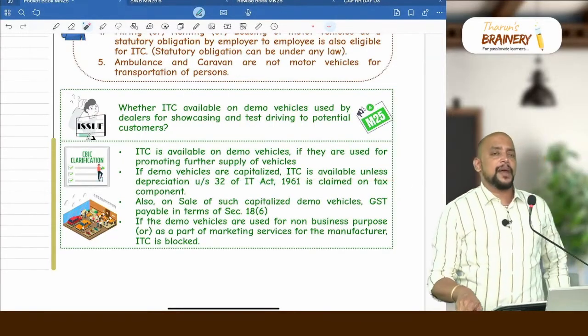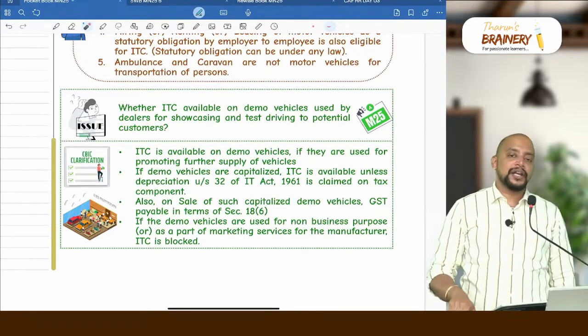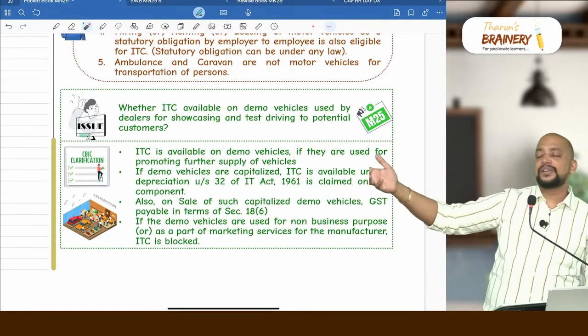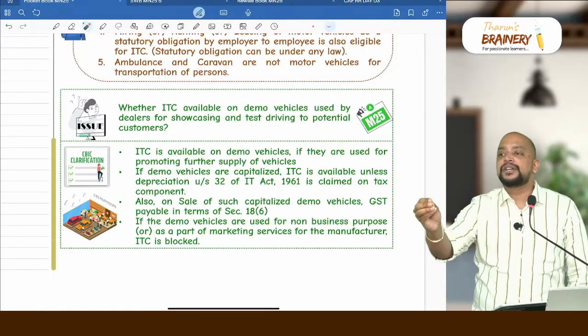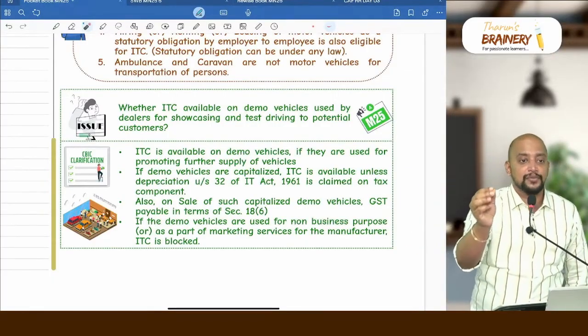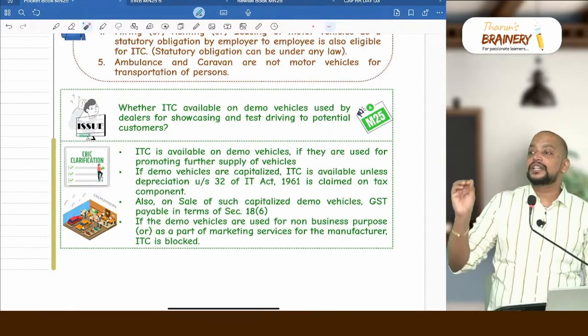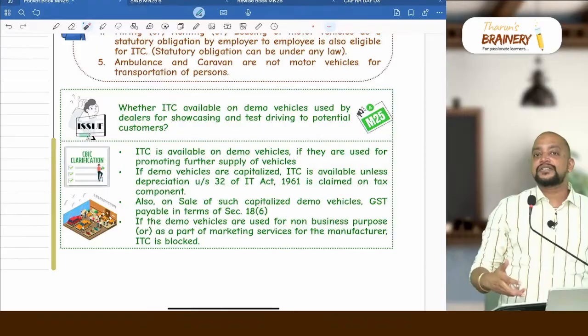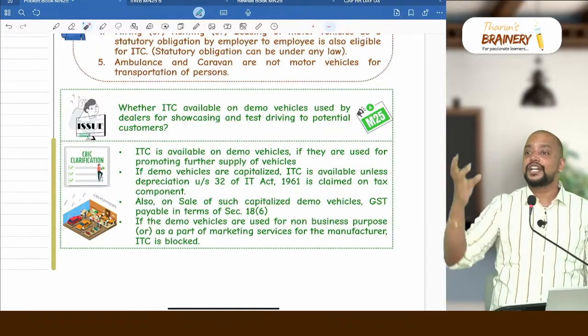Why are demo vehicles capitalized? Won't they come under stock in trade? No, they will not come under stock in trade. The remaining cars will come under stock in trade, so on that we will not claim depreciation. For your information, section 32 depreciation we will not claim on stock in trade. You know that, right? Super. Only on those assets which are capitalized will we claim, which means on stock in trade we will not claim. So the question of capitalization will come only on the demo car.